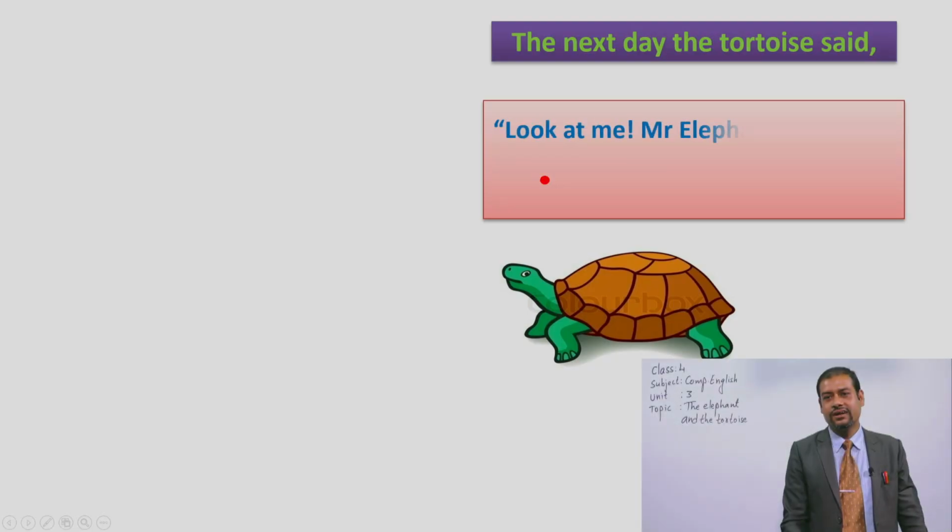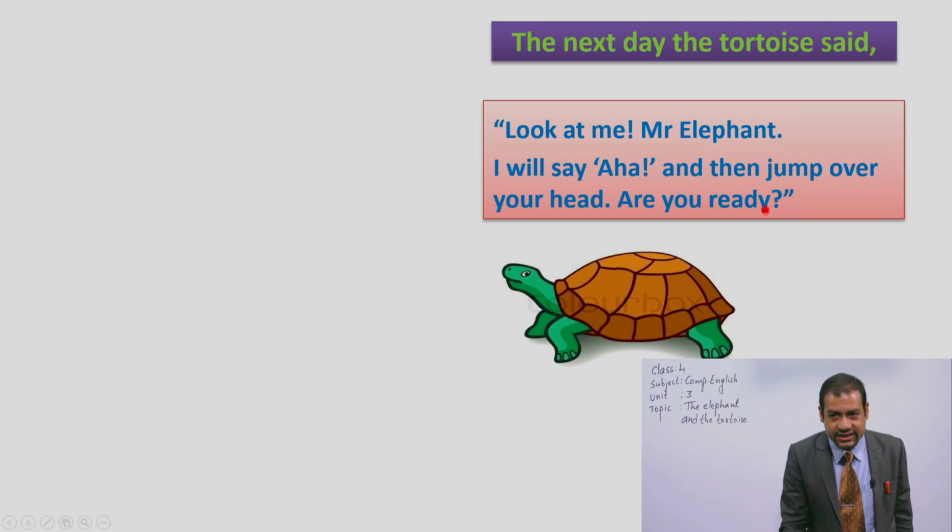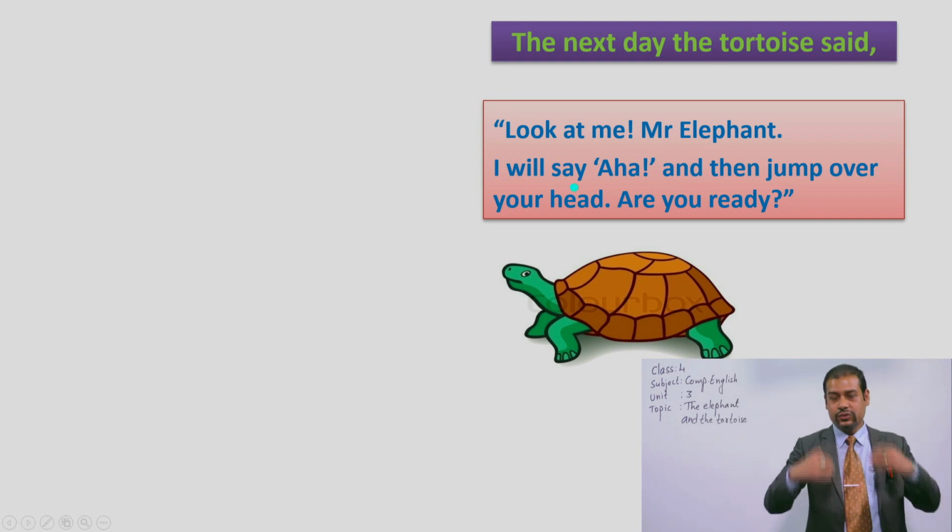The tortoise said, look at me, Mr. Elephant. See, the tortoise came very actively. He was very happy also because he got an idea. So he said, look at me, Mr. Elephant. I will say, aha, and then jump over your head. Are you ready? Dear students, don't forget, there are two things. So the tortoise is saying to the elephant that he would say, aha, and then jump.